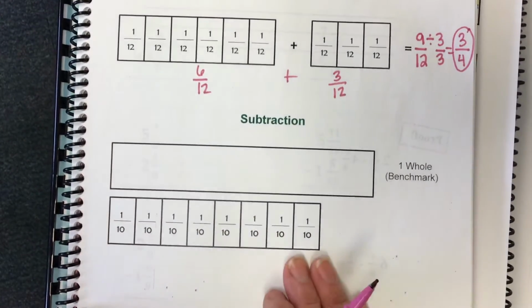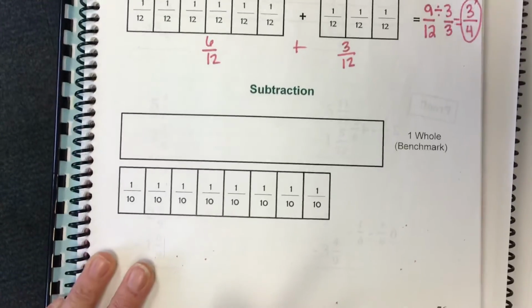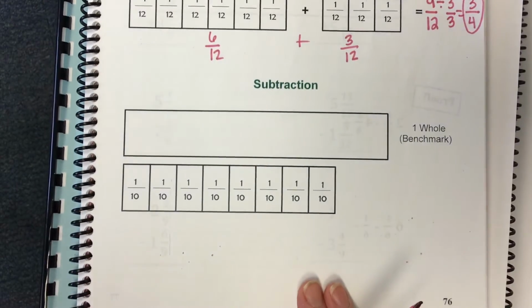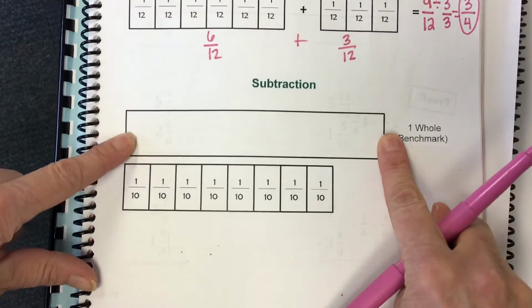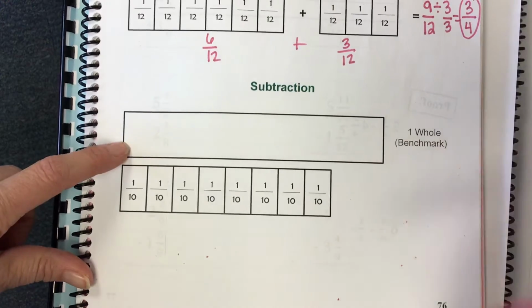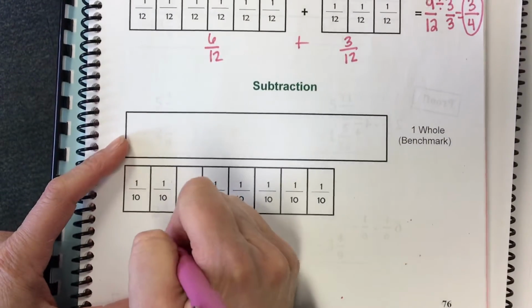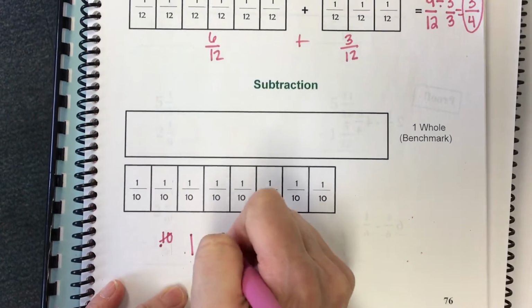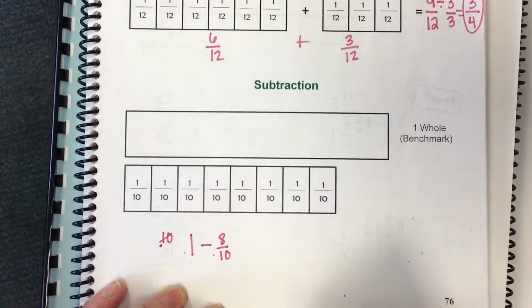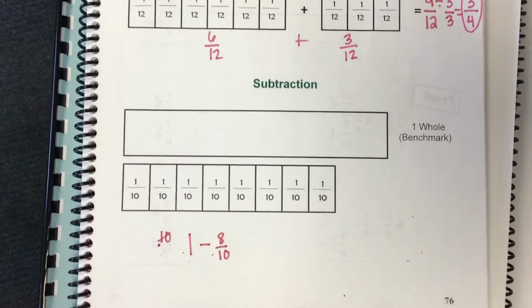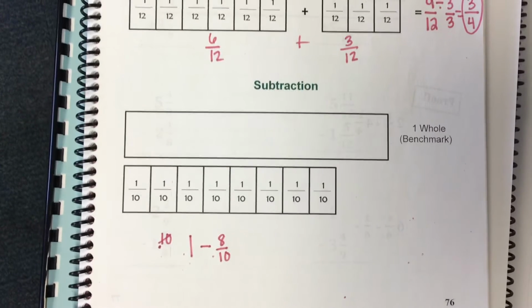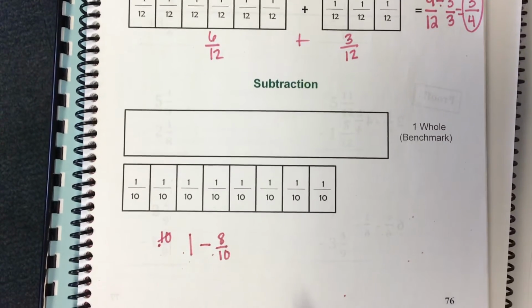How many tenths are in this picture? 8. How many tenths are in this top one, the one whole? 10. So we have 10 tenths, because I can't do, sorry, I skipped ahead. 1 minus 8 tenths. And I need to have, what did I say that I need to have, Eli, in order to subtract or add? The first thing I said, you have to have a what?